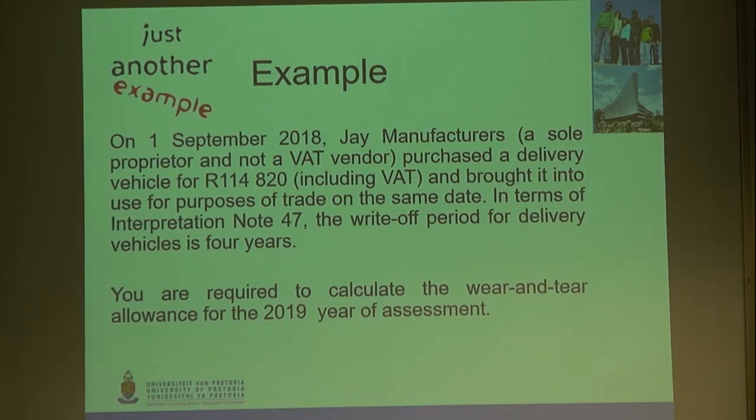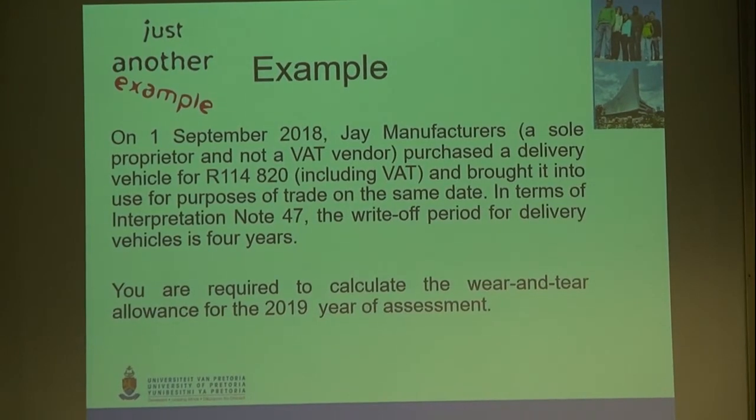Right, so this is a Section 11E asset. Okay, they tell us here, the 1st of September 2018, J Manufacturers, a sole proprietor. Okay, so what is the year end or year of assessment for a sole proprietor?